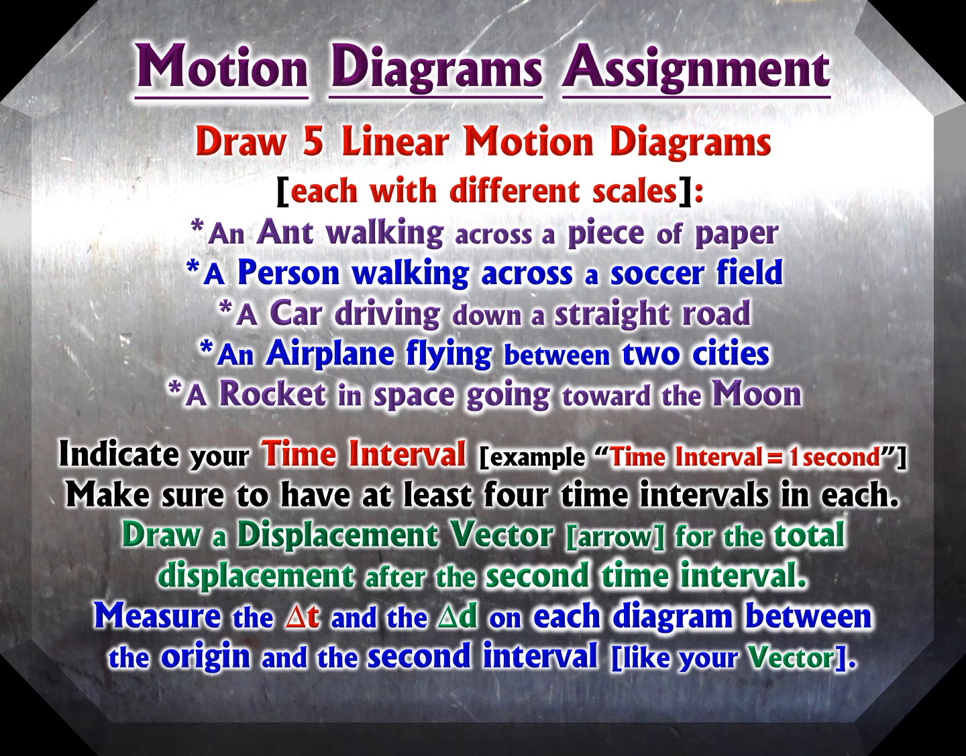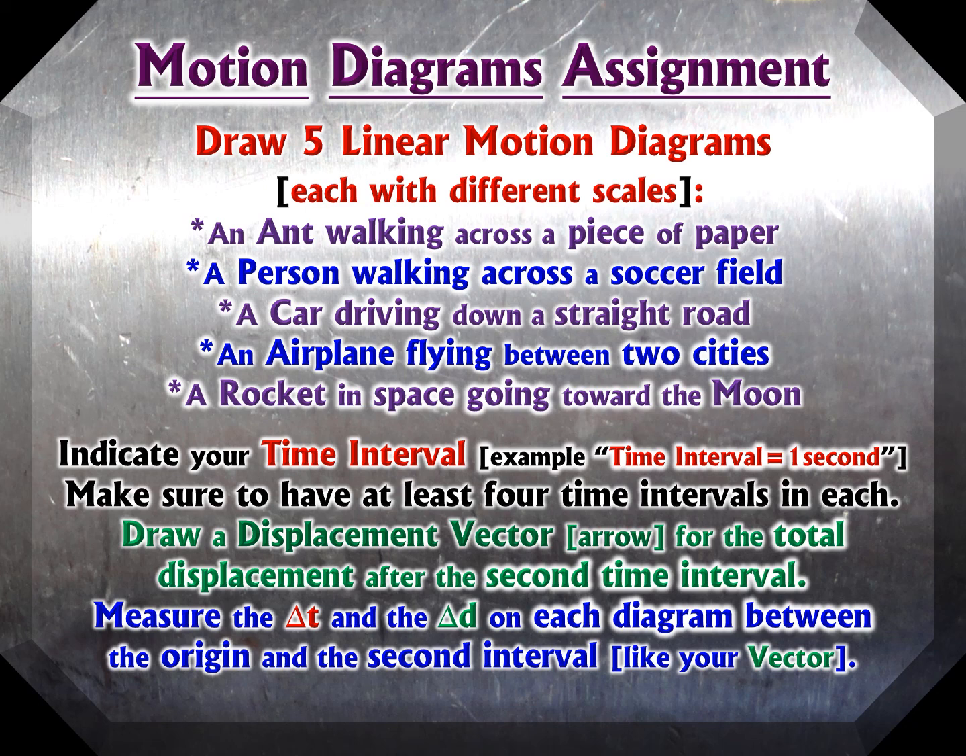The first one is an ant walking across a piece of paper. So that could actually be the scale of your actual paper. It doesn't have to be 1 centimeter representing 1 meter. It could just be 1 centimeter representing 1 centimeter. Then you can do a person walking across a soccer field. You have to picture an appropriate scale for that. I'm going to leave that up to you.